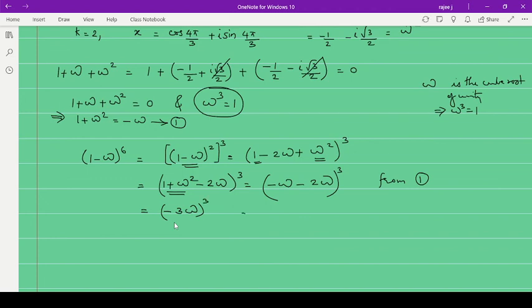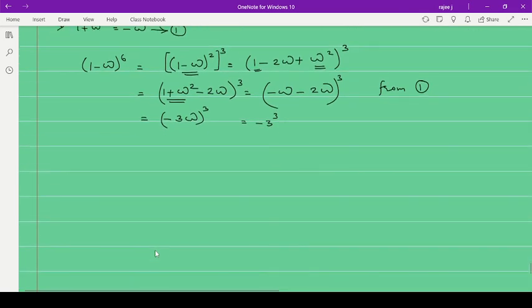That is minus 3 cube, using a into b the whole raised to n is a raised to n into b raised to n, times omega cube. So minus 3 cube is minus 27, into omega cube, which is 1. So it is minus 27. This is the required answer: 1 minus omega raised to 6 is equal to minus 27.